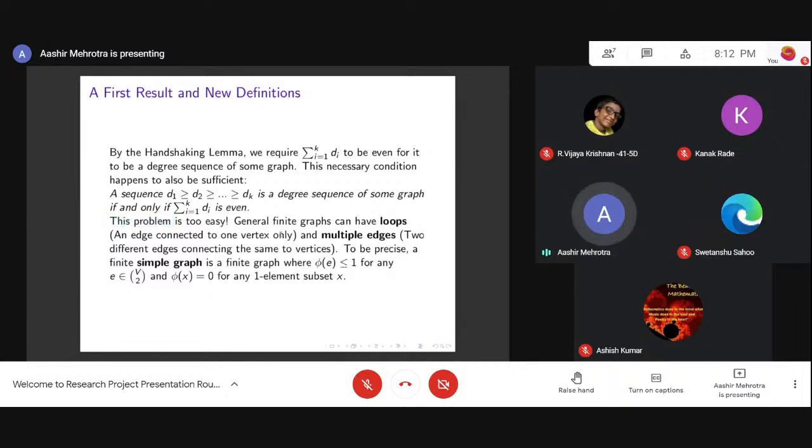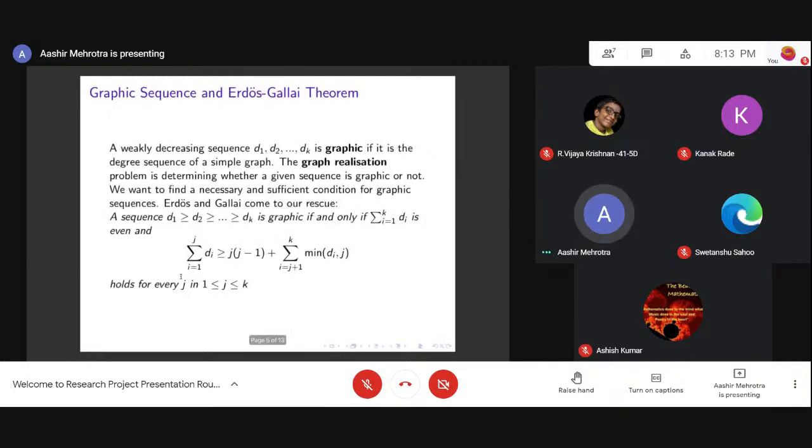So general finite graphs can have loops, which was over here. V4 has a loop. The edge F is a loop, and there are multiple edges, which are two different edges connecting the same two vertices. To be precise, a finite simple graph is a finite graph where there can't be two edges between the same two vertices, and also for any one element subset there are no loops. Basically, there's no edge that connects a vertex to itself. So this is the definition of a simple graph.